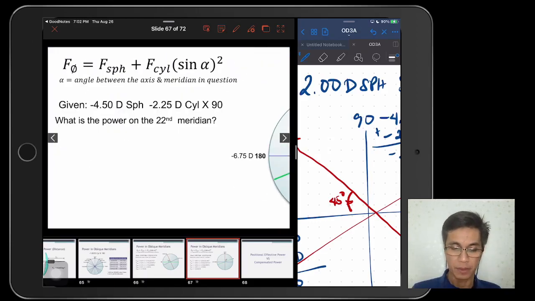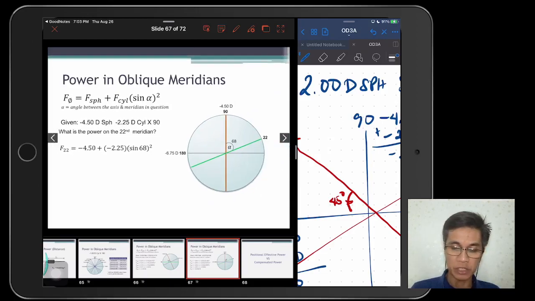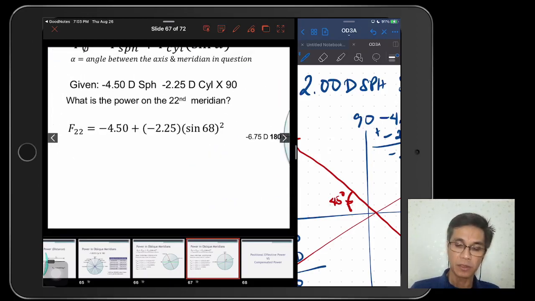And F, or the power at the 22nd meridian, is equal to the power of the sphere, which is minus 4.50. Tapos, dagdagan natin ngayon ng minus 2.25 multiply with the sine, okay, the sine of our angle alpha, which is 68 degrees. Okay? So, tapos square down natin yon.